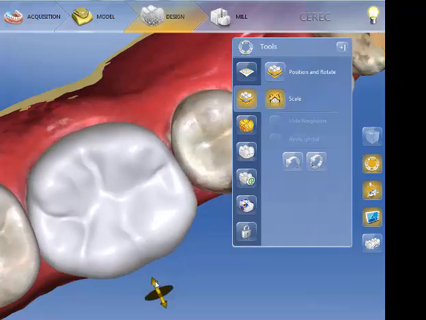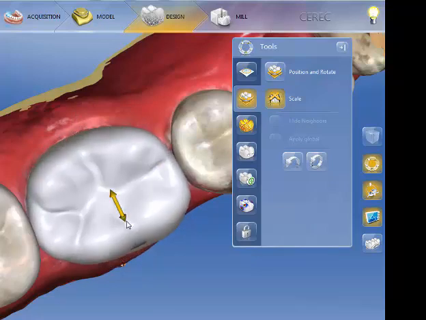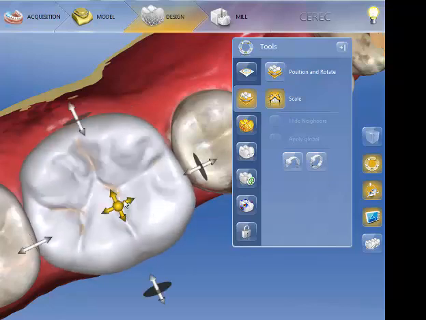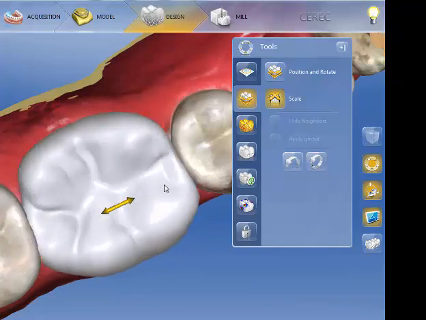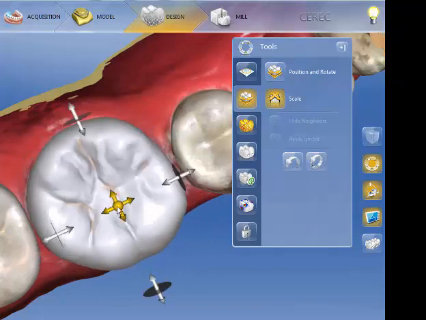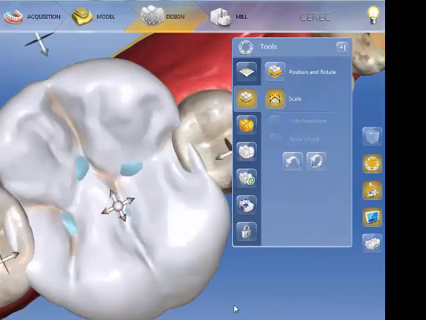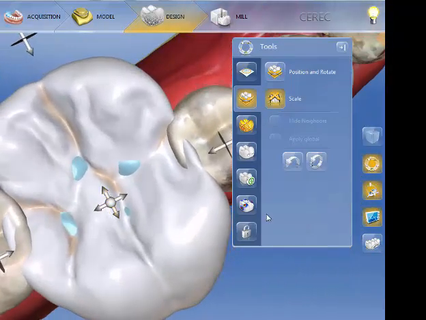So you can see this is just half the tooth, but if I grab in the middle, I can make the whole tooth wider or narrower. And if I grab on the side, I can make it larger or smaller in the mesial distal direction also. If I grab in the middle, it moves it in every direction. So be very cautious with this.